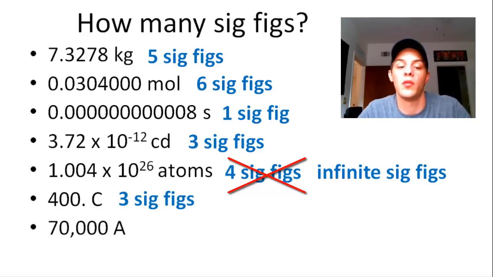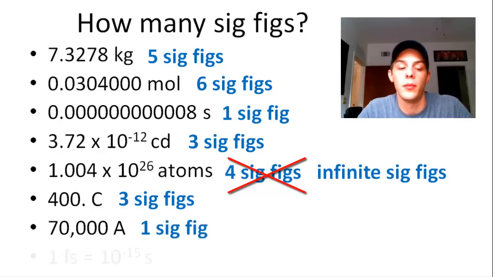So the next example says we have 70,000 amperes. The ampere with the symbol capital A is the SI unit for electric current. And remember, if the zeros occur to the left of an implied decimal point, then they are not significant. So that means that all 4 of these zeros are not significant. The only one that is significant is the 7, so that means we have 1 sig fig.